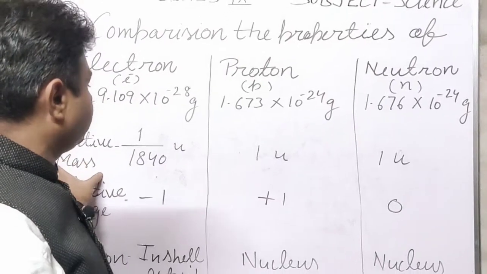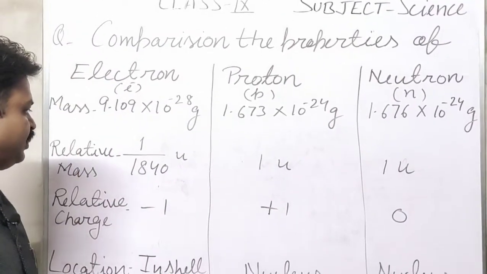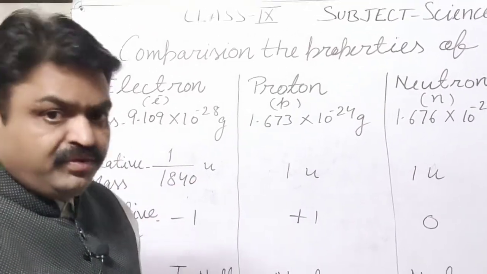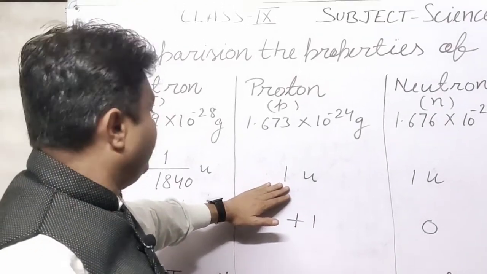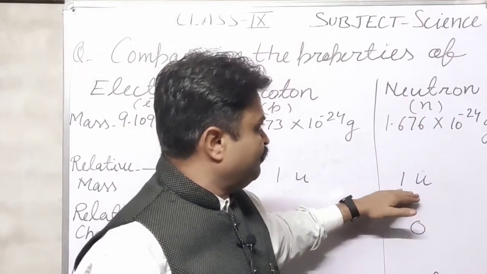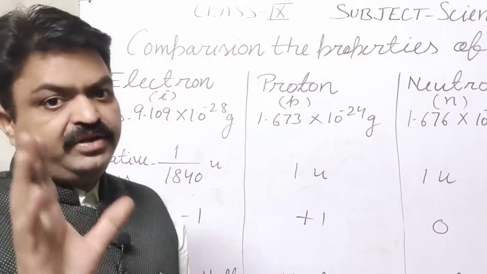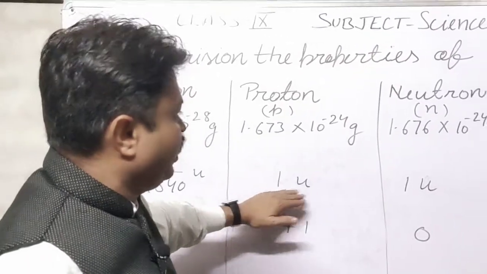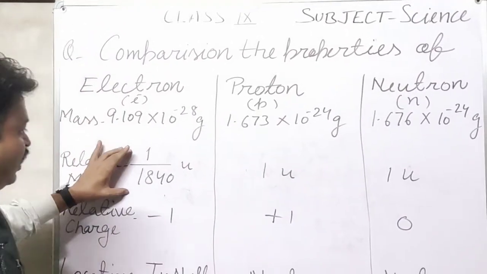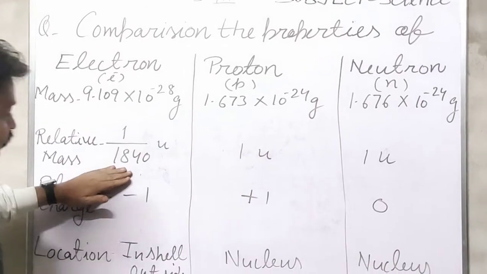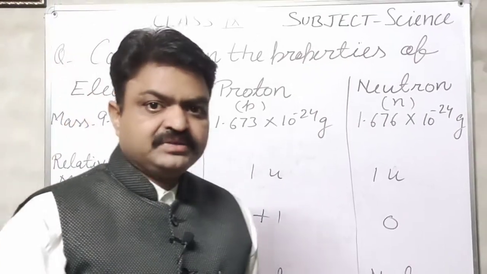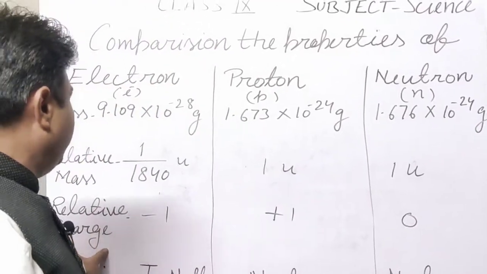With this, the relative mass, student: the relative mass of the electron is 1 upon 1840 U, the relative mass of the proton is 1 U, and the relative mass of the neutron is 1 U. It means proton and neutron have 1 relative mass, but the electron has 1 upon 1840 relative mass.